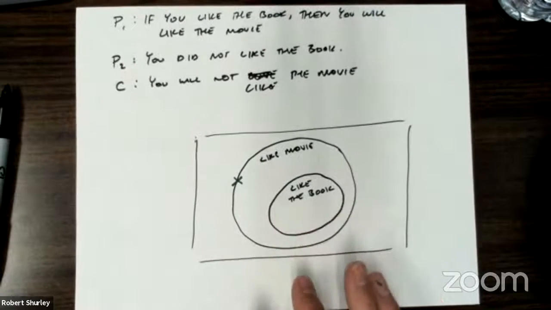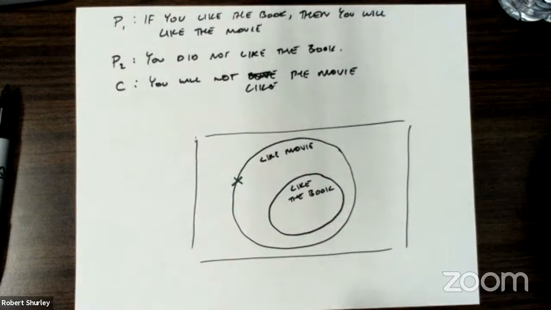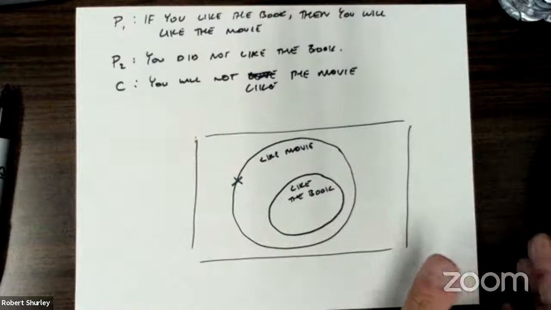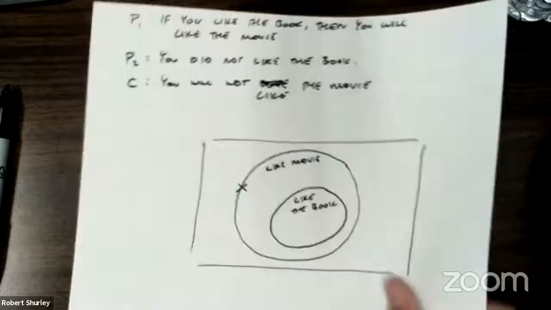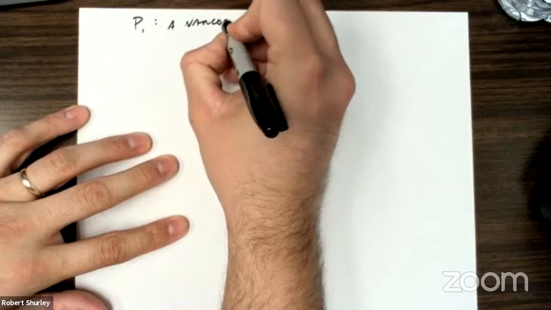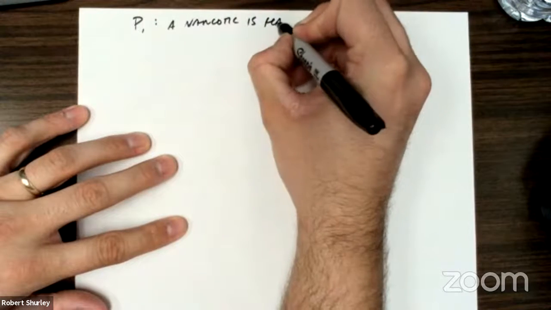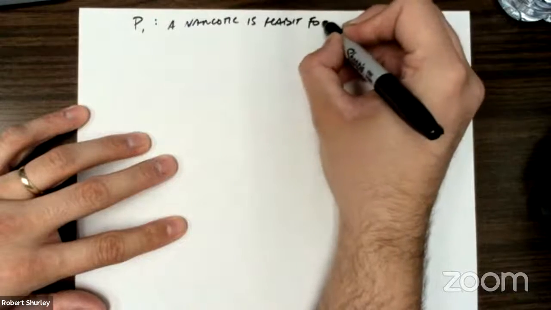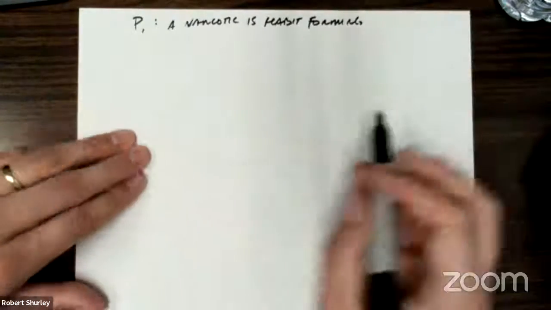It's on the bottom of page 47. Now the last one is denying the conclusion, which is valid. So let's look at this one. We've got an example here. Premise 1: a narcotic is habit forming. Okay, a narcotic is habit forming.